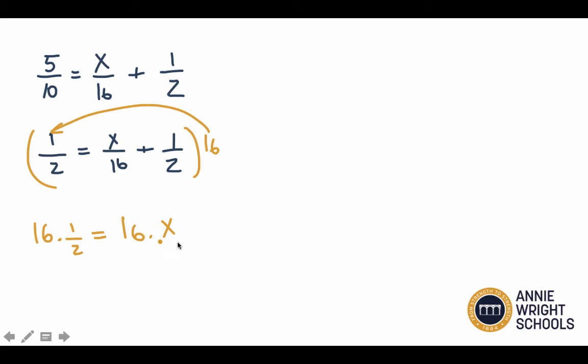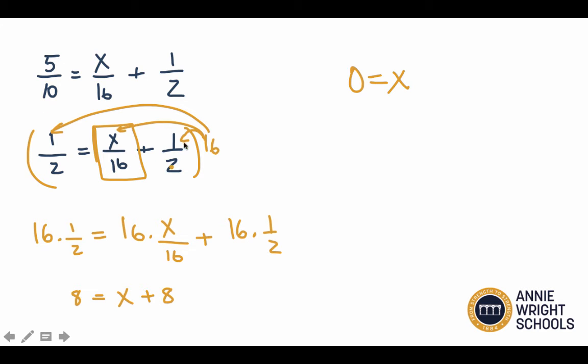16 times x over 16 plus 16 times 1/2. Here I get 8 equals x plus 8. I subtract 8 from both sides, and I get x equals 0. Now, you might have seen it here when I said x over 16 plus 1/2 equals 1/2. Some people might have said, wait a minute, the only thing you could add to 1/2 to get 1/2 is 0. So you may have gotten it there.